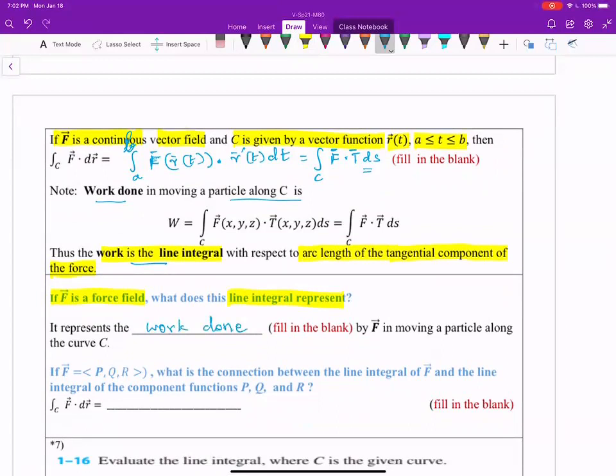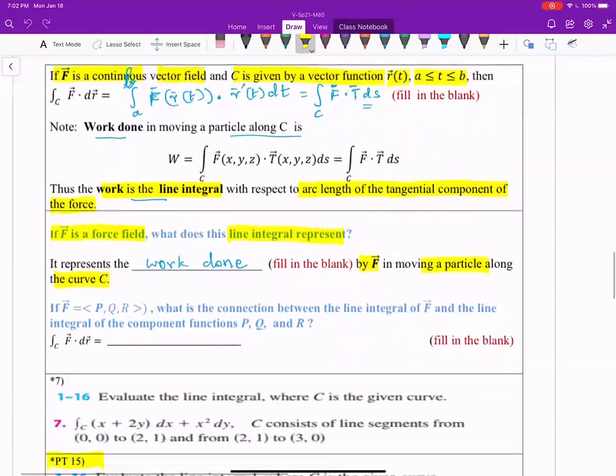Work done by the force F in moving a particle along the curve C. So the formula that we defined earlier, the line integral for any vector field, in particular, if this vector field happens to be the force field, then there is no difference between the line integral and the work done in moving the particle along the curve C.